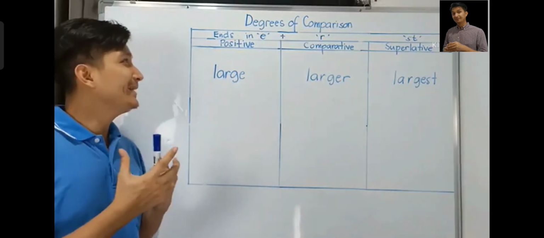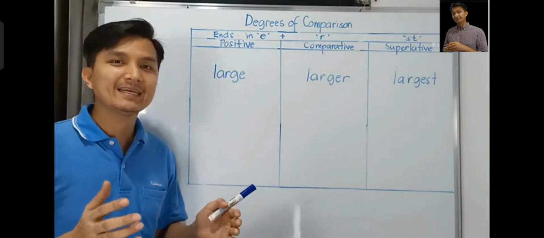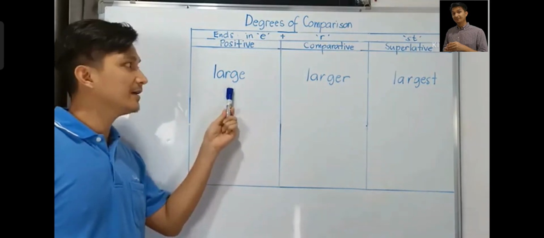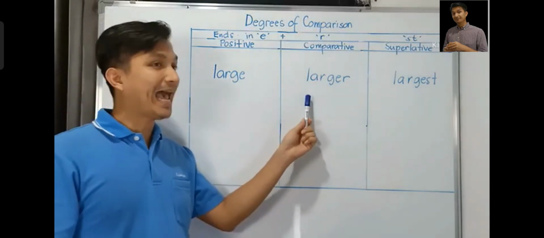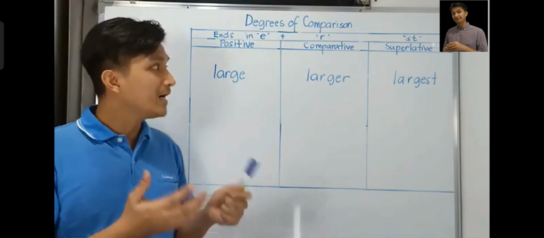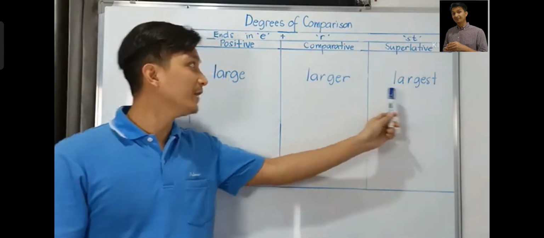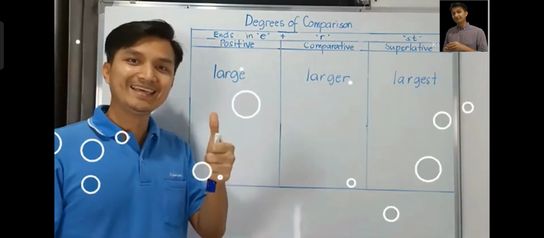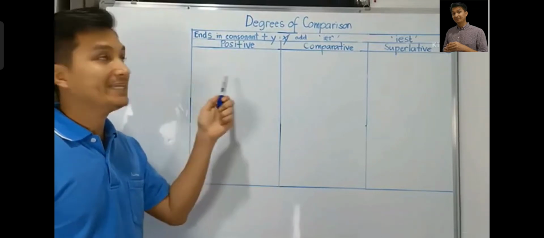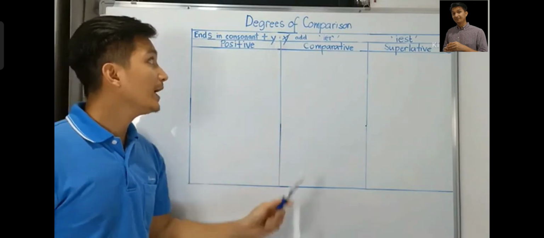Now students, let's use this adjective large so that we can understand it more. For example, let me think of something that is large. Large is a country, right? So Thailand is a country and it is large. However, Canada is larger than Thailand. But Russia is the largest of them all. Easy?